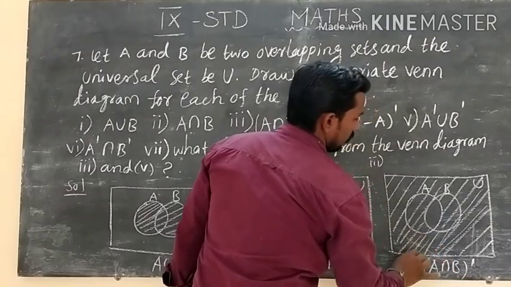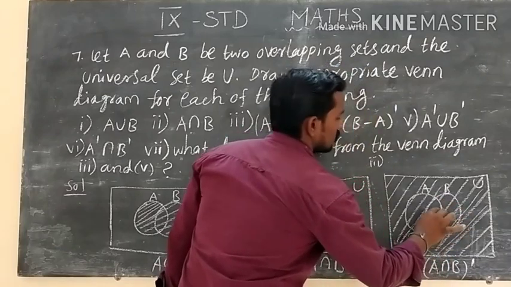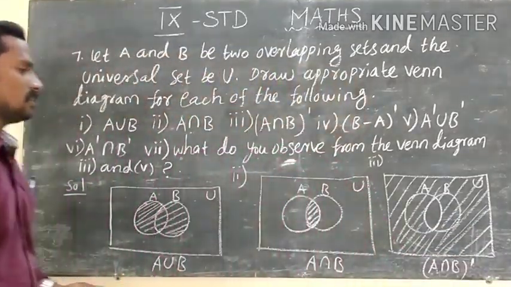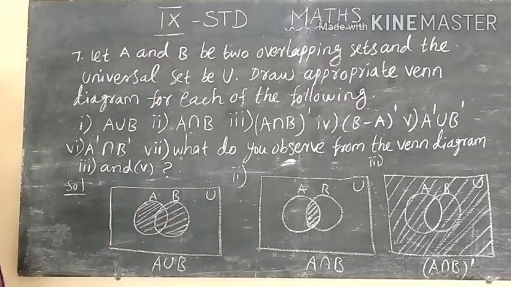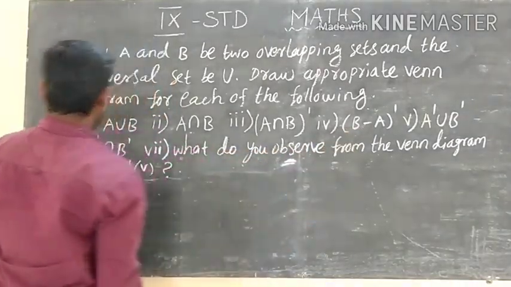Draw a cross line. Don't shade fully. This is the A intersection B whole complement answer. Have you understood the first three questions? Fourth one.